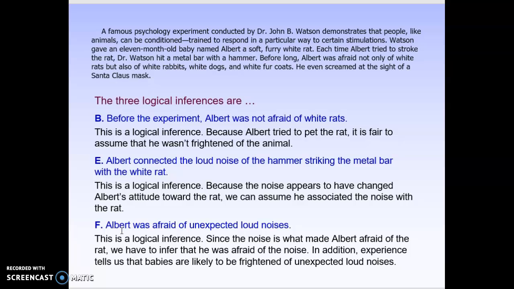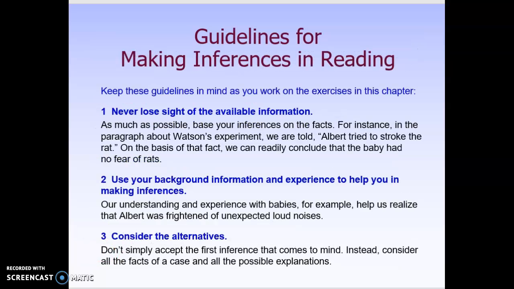And then F is a logical inference. Since the noise is what made Albert afraid of the rat, we infer that he was afraid of the noise. And our prior knowledge tells us that babies are likely to be frightened of unexpected loud noises. So B, E, and F are valid logical inferences.